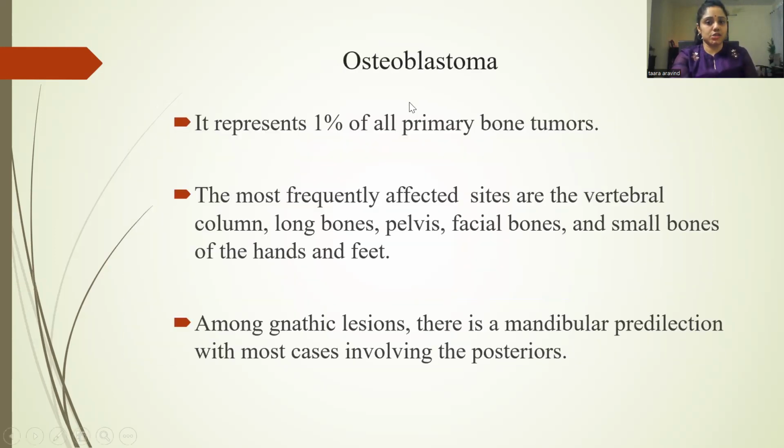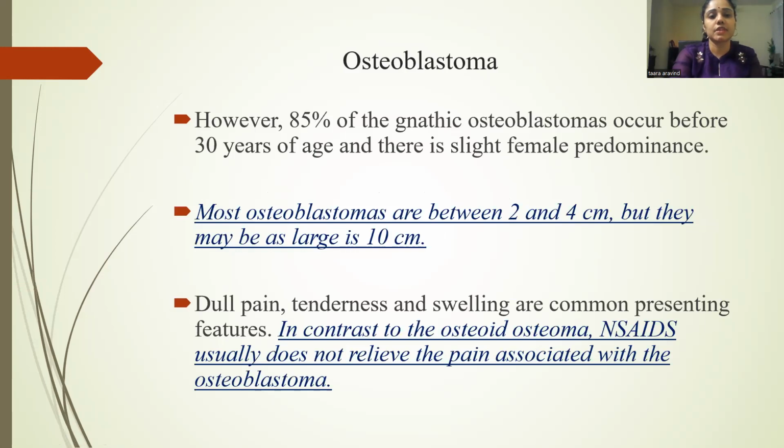Then coming to the osteoblastoma. The most frequently affected sites are the vertebral column, long bones, pelvis, facial bones, and small bones of the hands and feet. Among gnathic lesions, there is a mandibular predilection, with most cases involving the posterior region. Most osteoblastomas are between 2 and 4 centimeters in size, but they can be as large as 10 centimeters. It also has dull pain, tenderness, and swelling. But in contrast to osteoid osteoma, NSAIDs usually do not relieve the pain associated with osteoblastoma.